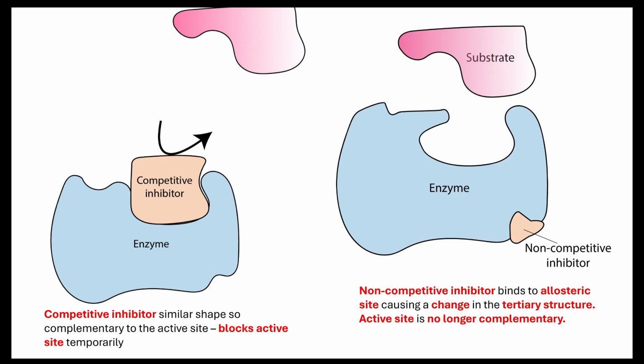Another type of inhibitor is known as a non-competitive inhibitor. It's a non-competitive inhibitor because this time it's not competing for the active site. Instead, what's happening is this non-competitive inhibitor is going to bind to an allosteric site. When it binds to the allosteric site, it is going to change the tertiary shape of the enzyme. So the tertiary structure, the active site, is going to change. It's therefore no longer complementary. It can therefore no longer catalyze the reaction.